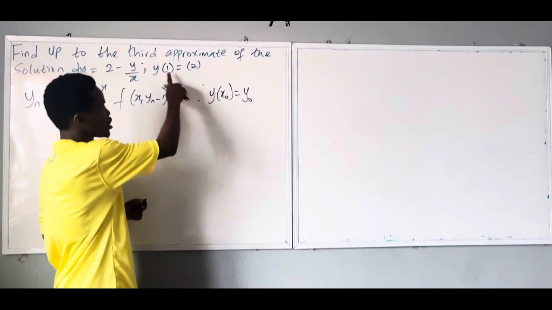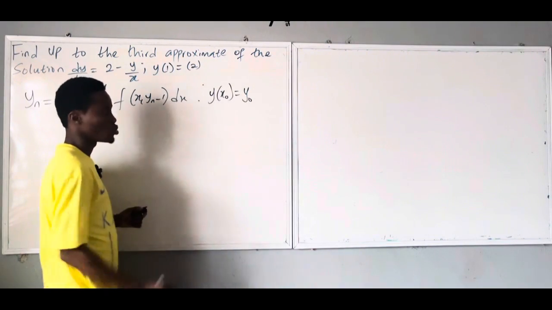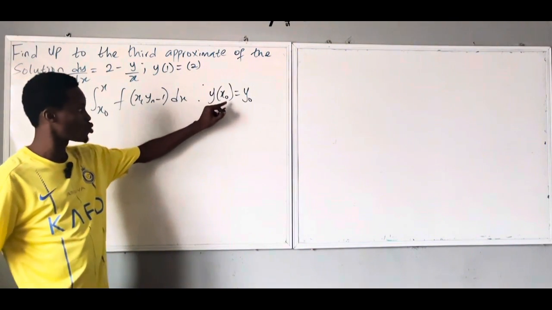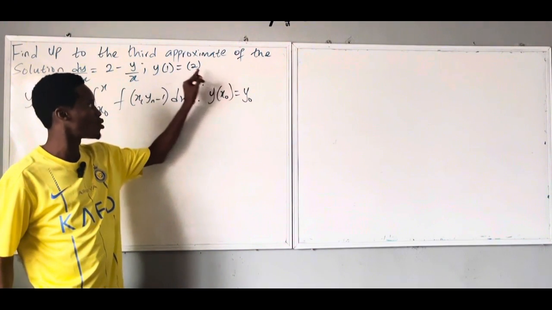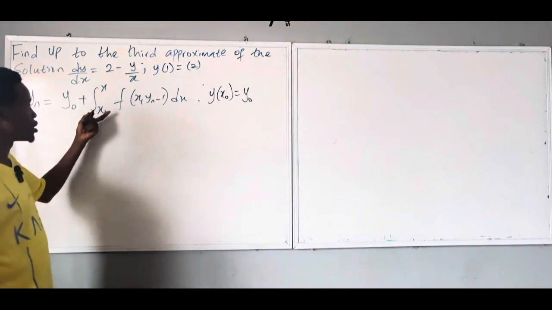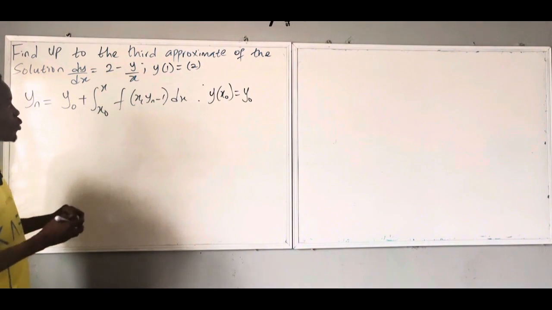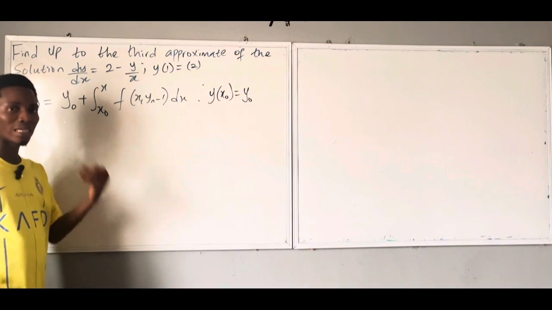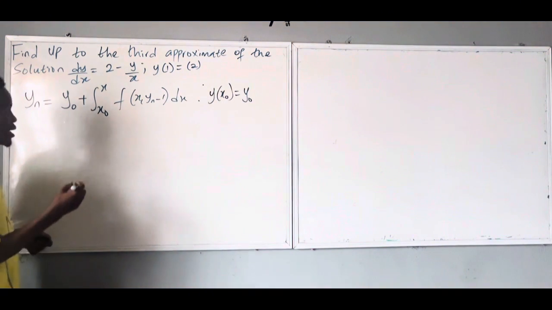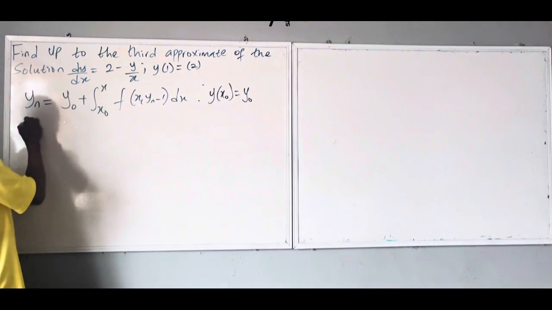That is, our s naught is 1, then our y naught is 2. We just substitute: when s naught, we are going to put 1, and when y naught, we are going to put 2 into this. Then we will now find the third approximation of the solution, that is when n is 1 to when n is 3. So let us start by putting n is 1.